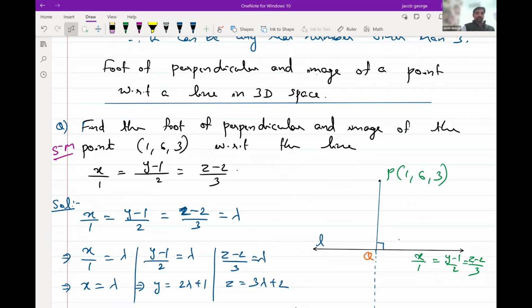One question we do and practice, because the next important 5 marker is foot of perpendicular and image. This question also requires Cartesian form. In case you get vector form, you will convert it into Cartesian form. Find the foot of perpendicular and image of the point (1, 6, 3) with respect to the line x by 1 is equal to y minus 1 by 2 is equal to z minus 2 by 3. To find the foot of perpendicular and image.